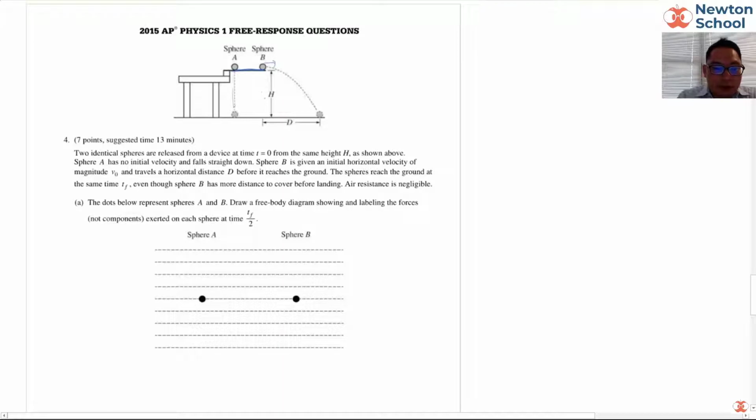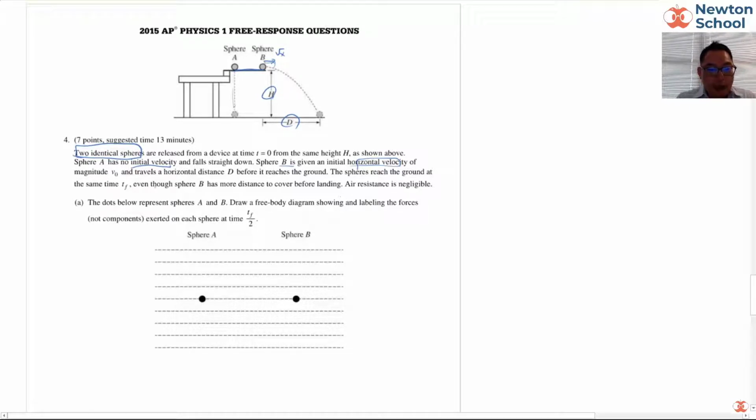Height above h. Sphere A has no initial velocity, so this is free fall. Sphere B is given initial horizontal velocity, so you have V initial in the x direction, and it goes distance d before it reaches the ground. Are they the same mass? It's two identical spheres, so they have the same mass.